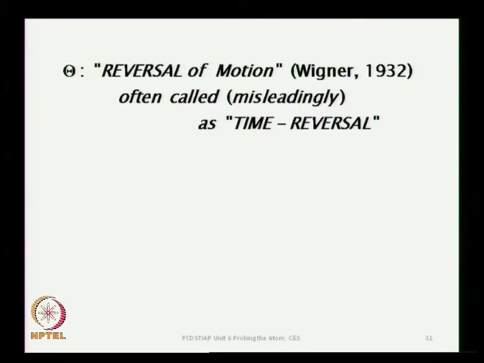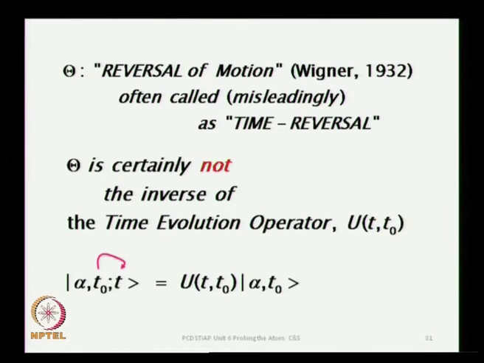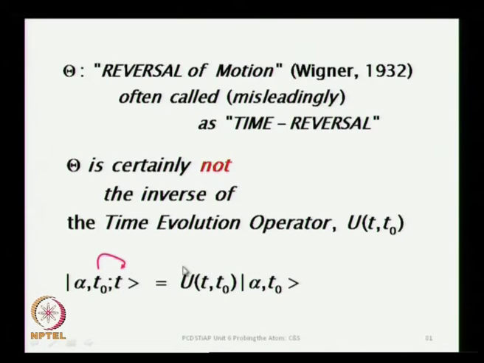This was introduced by Wigner in 1932, and time reversal is certainly not the inverse of time evolution. That is the first thing we will spell out. Before we discuss what time reversal is, we will highlight what it is not. It is not the inverse of the time evolution operator, and let me remind you what the time evolution operator does. U is a time evolution operator.